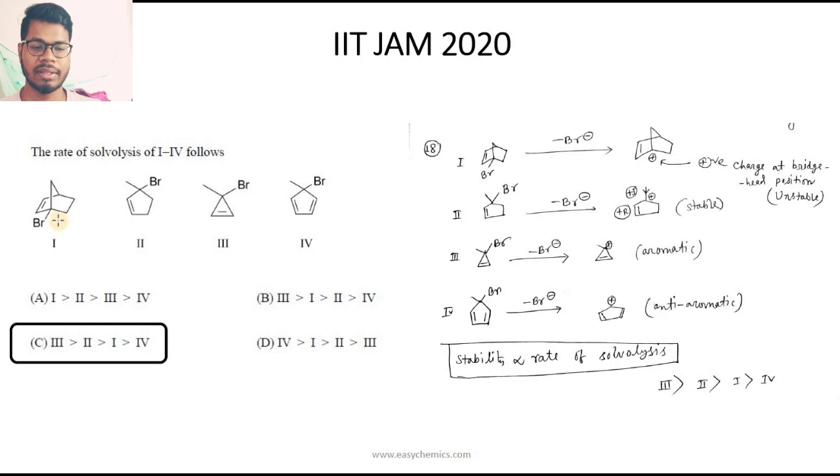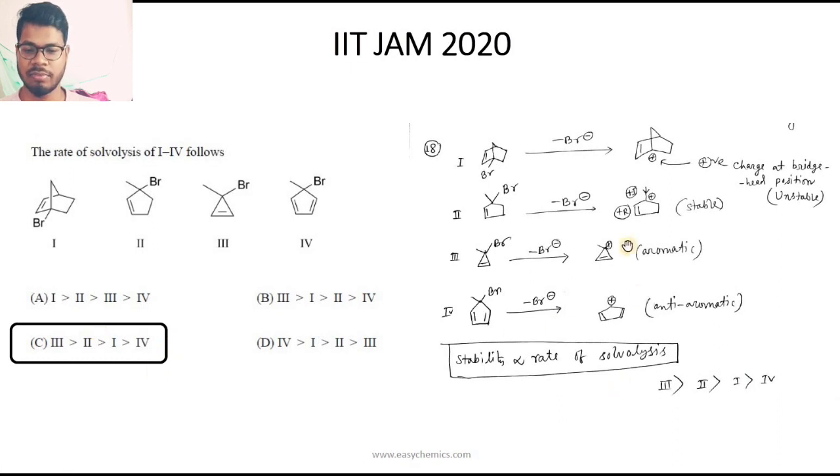Then the rate of hydrolysis from 1 to 4. You have to get the stability of the carbocation, formed in the step after releasing the Br minus. If the carbocation is stable, the rate of hydrolysis will be higher. This carbocation is not stable because of the position of the positive charge. In the other, it is stable, with plus R and plus I effect. This one is anti-aromatic, not that stable. This is aromatic, most stable. So 3, then 2, then 1. That one is a little bit stable, but 4 is anti-aromatic. So this will be the correct answer.